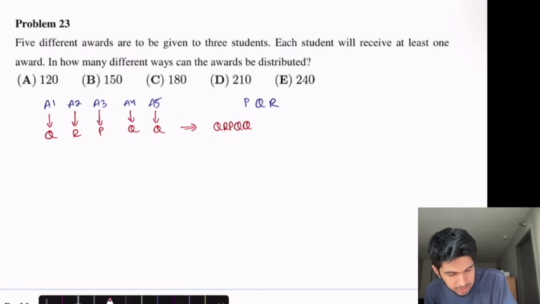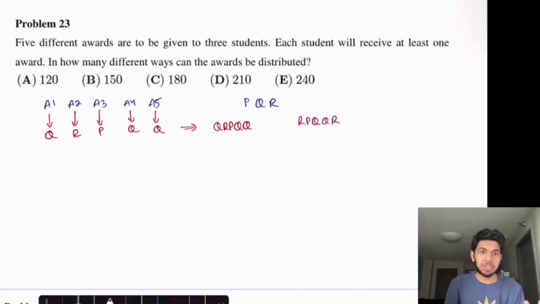If I give you a different string, you can tell me how the awards were distributed. You would tell me that award 1 went to student R, award 2 went to student P. So we've modeled the situation as a simple string. This is something I really like to do when there seems to be some sort of complex situation.